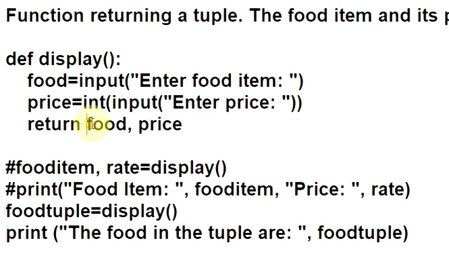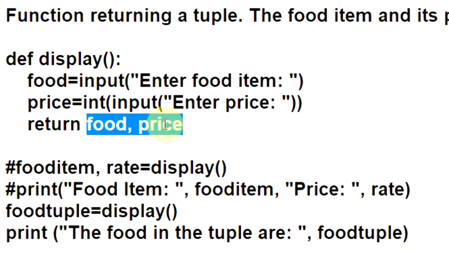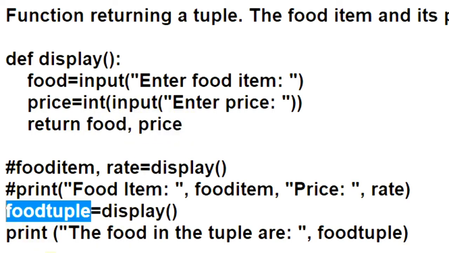So this function is returning 2 values, food and price, and obviously these 2 values will be assigned to this food tuple variable. So food tuple is a tuple now. It has 2 things, that is pizza and its price in the form of a tuple. And you are displaying it here. See, the food in the tuple is, and you'll get both the things, pizza and its value enclosed in parentheses, which confirms that a tuple is returned.